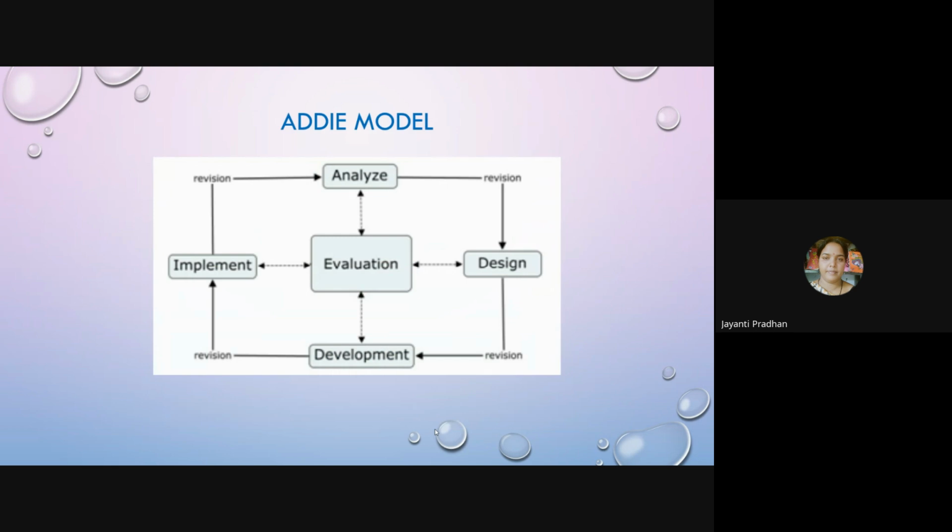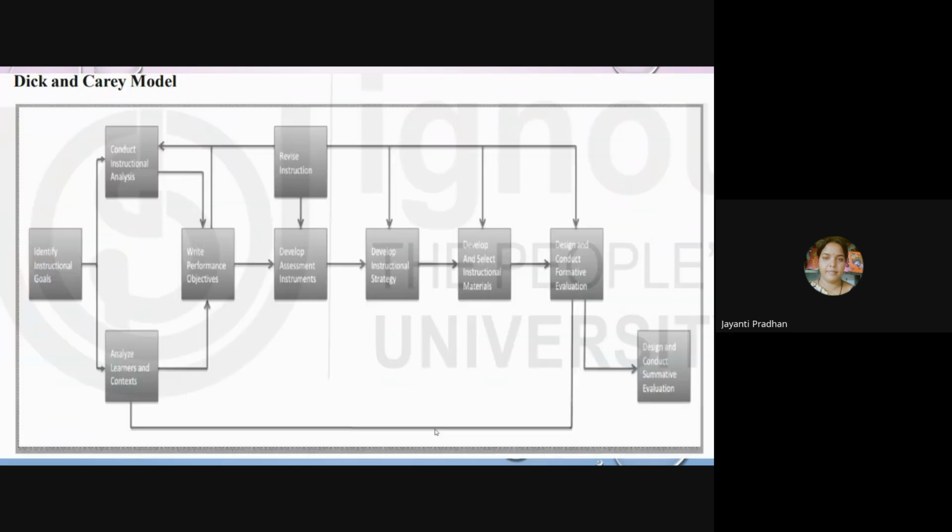You can explain the process of each model, or state the components of each model. Suppose in the ADDIE model, you can say there are 5 components: analyze, design, development, implement, and evaluation. But in the Dick and Carey model, you can count how many components are there.